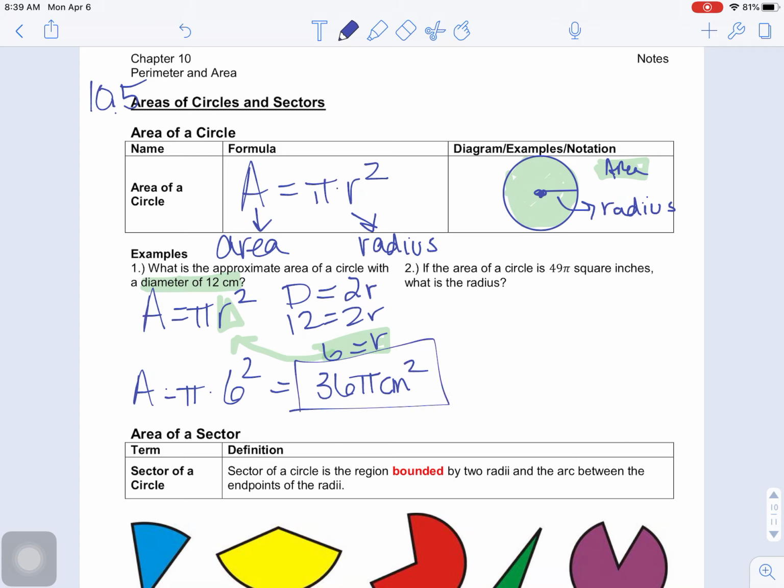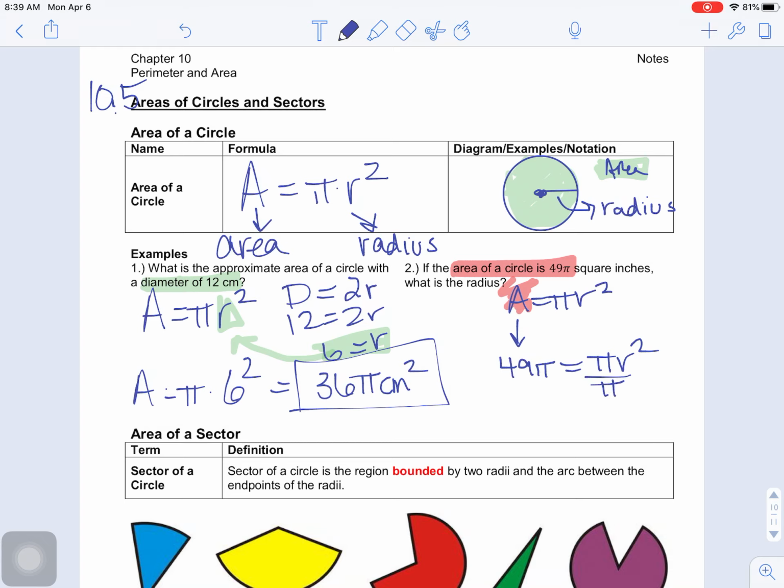In the second example, we're given the area. The area of the circle is 49 pi. What is my radius? So we're kind of working in reverse here. But again, if you're able to write down the formula, area is equal to pi r squared, and substitute the given value. In this scenario, it's area that we were given. So we're going to write 49 pi is equal to pi r squared.